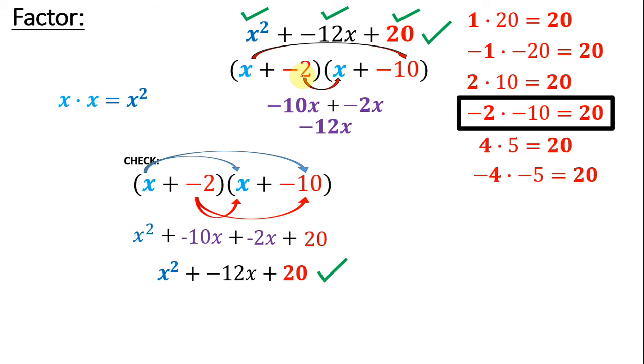This is exactly what I started with. Therefore, I know I did this process correctly. And this right here, these two sets of binomials, is the factored form of x squared plus negative 12x plus 20.